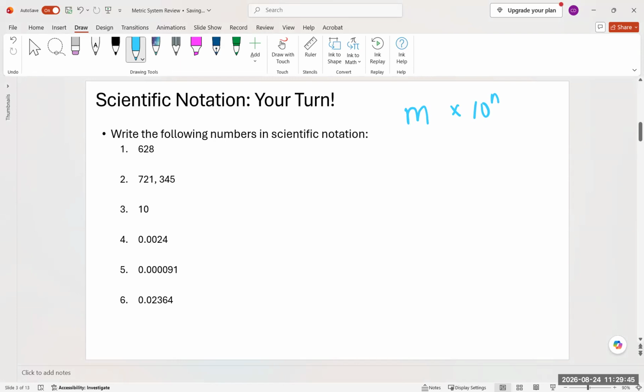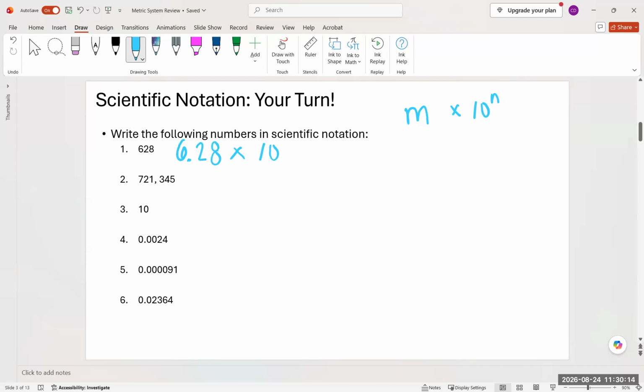So remember, when we're writing the M portion, we need one non-zero number followed by a decimal, and then any remaining digits. So for our number 1, 628, our first non-zero number is the 6. So we're going to write 6, decimal, and then the rest of the numbers, 2, 8. And then we're going to put times 10 to the, and now we need to figure out what that exponent is.